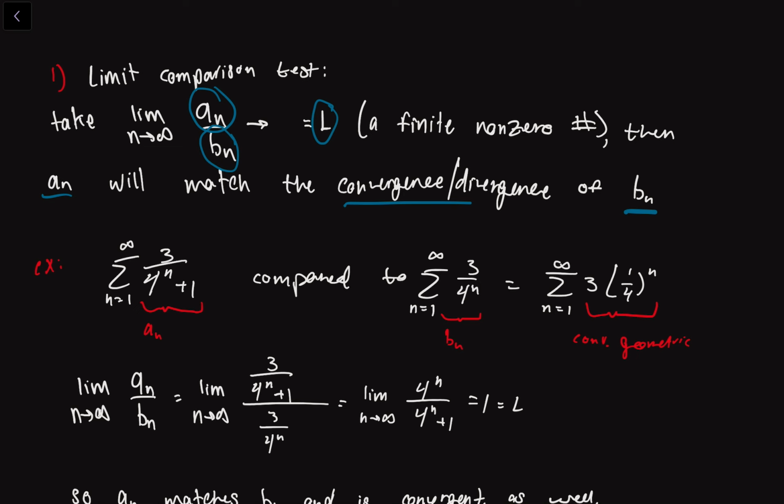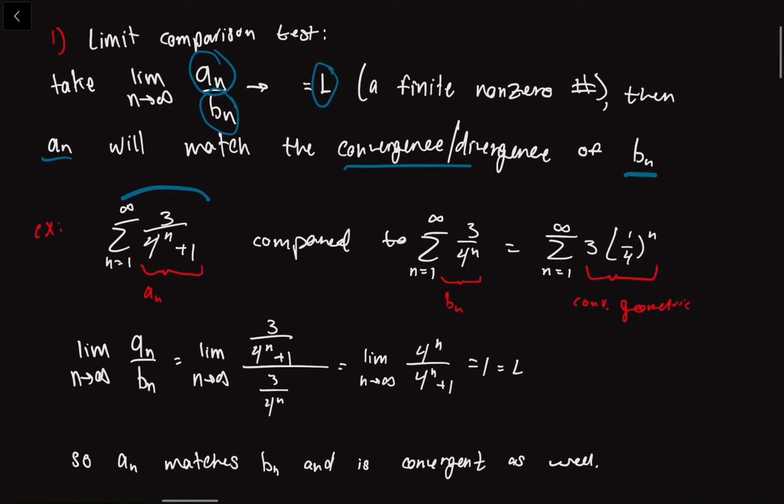So here's an example. Right, this is what I mean. It's so close to 3 over 4 to the n, if it wasn't for that plus 1. And we know what 3 over 4 to the n does. Look two videos ago at the convergent geometric series. We know that 3 over 4 to the n is a convergent geometric series when we rewrite it like this, and this is so close to it.